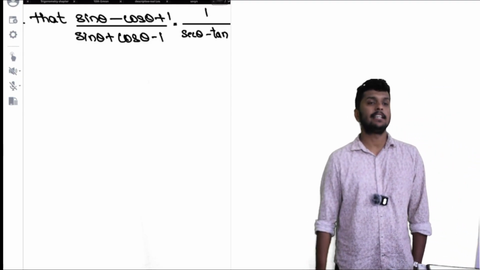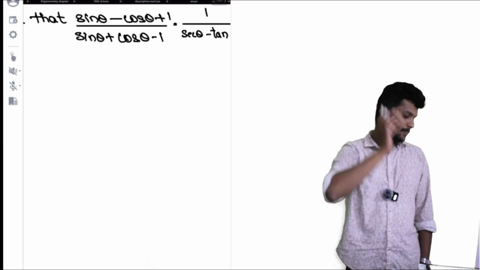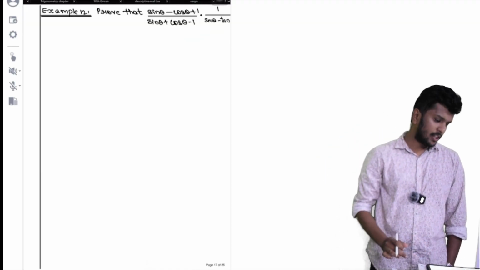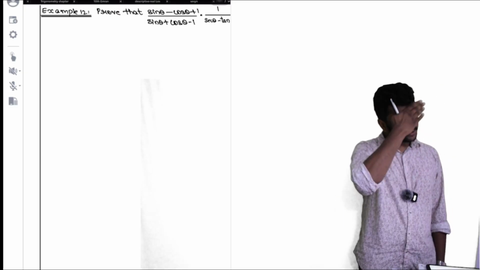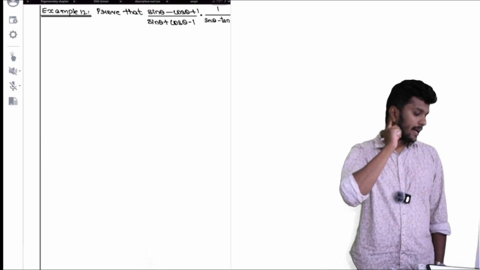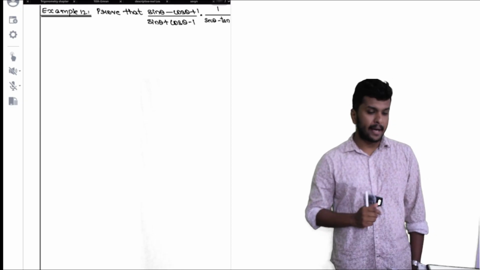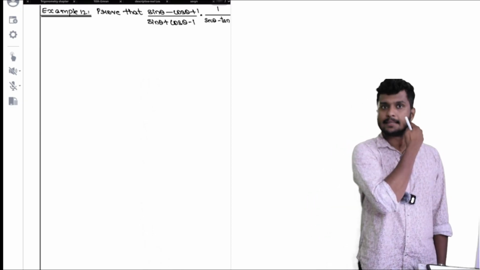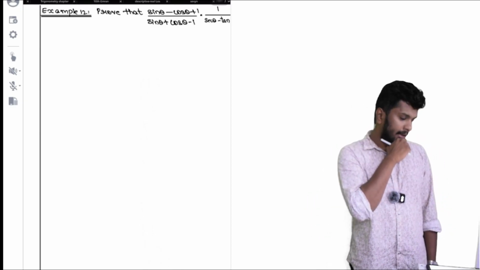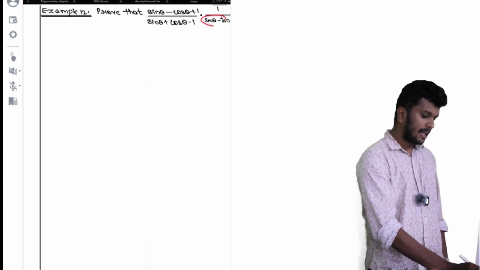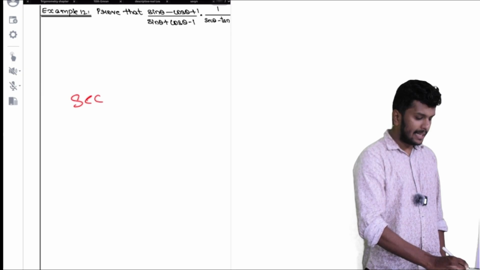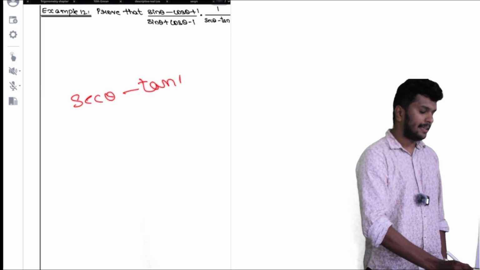Yes, the next important question from your textbook, example 12. Prove that (sin theta minus cos theta plus 1) whole divided by (sin theta plus cos theta minus 1) equals 1 by (sec theta minus tan theta). So how to solve this question is, look at the RHS everyone. We have sec theta minus tan theta.